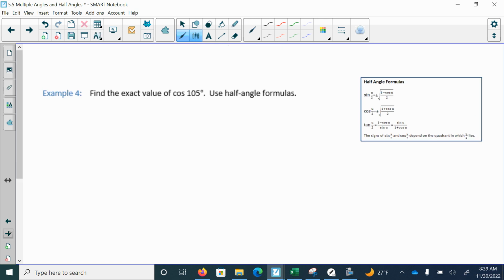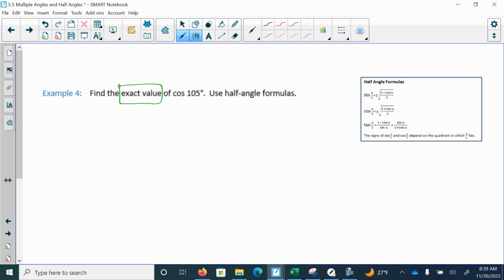All right, the next one, find the exact value of cosine 105. When it says exact value, what that says to you is you're not going to give me a decimal, you're not going to pick up your calculator, you're going to do it based on the unit circle. But the problem is 105 degrees is not on the unit circle.